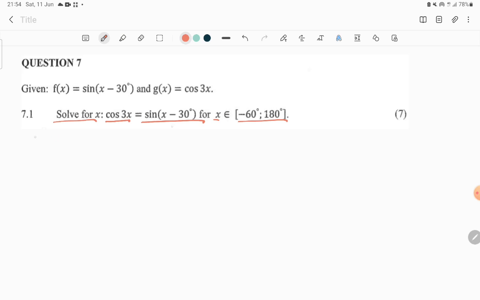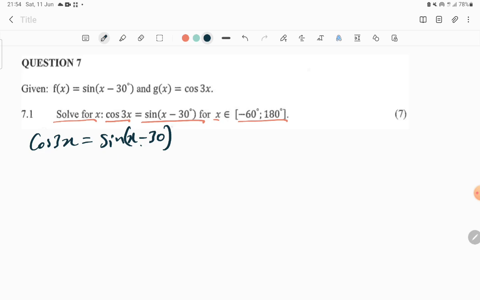Now, how do we go about solving this one? What are we having? Let's just write it down first. Let me just use this different one. We have cos 3x is equal to sine of x minus 30. Then this is what we have.